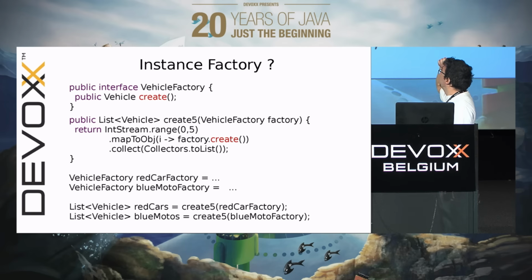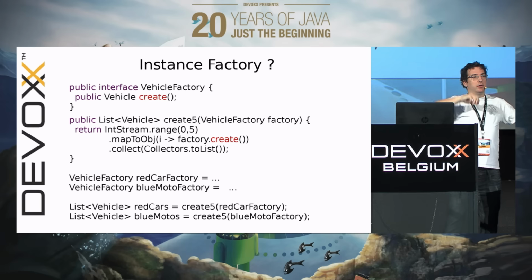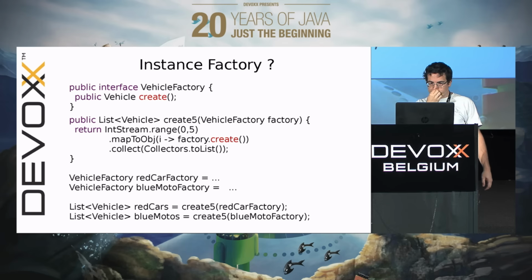I don't know if you have the habit to see code, but basically that takes a stream, a stream range 0 to 5, which just creates a stream of values. And for each value, it will call factory.create and put all the values in a list. Okay, the real question is how to create a red car factory and a blue moto factory.